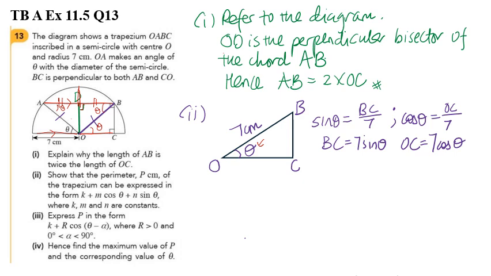So I can just use trigo ratio to find sine theta equals BC over 7. So I can find BC. And then I also can find OC using cosine theta. Because basically I need to find the length of OC, BC. And since AB is 2 times OC, I just take 2 times 7 cos theta, which gives you 14 cos theta. So add up all these things, then I'll get my perimeter.